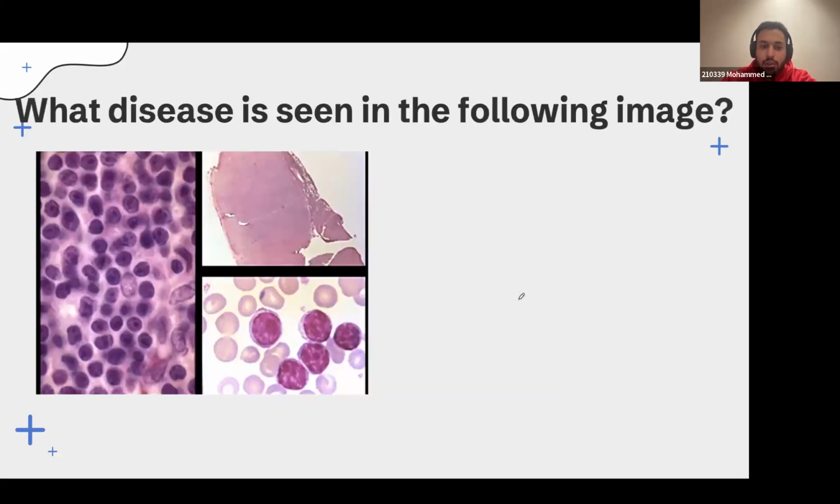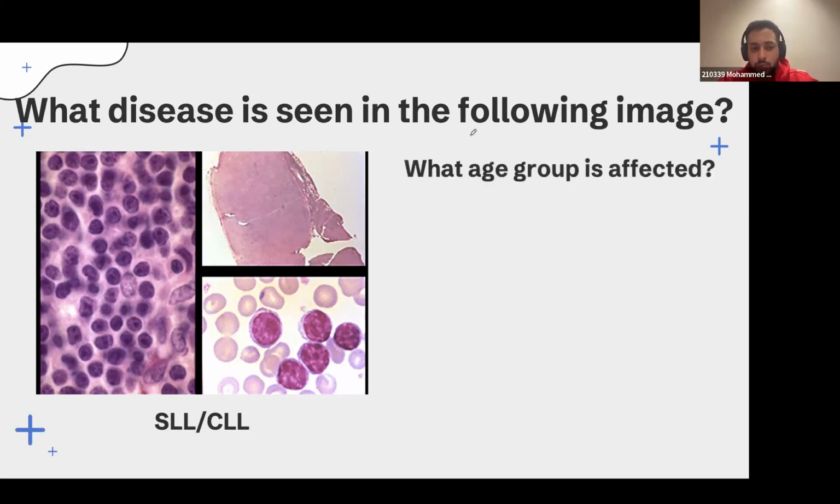Now, can you tell me what disease is this? Good. SLL. What's another name? CLL. Okay. Perfect. Small lymphocytic lymphoma or chronic lymphocytic leukemia. Leukemia if it's blood, lymphoma if it's lymphoma. Okay. And they're small cells. Now, what age group is most likely affected in this disease? Perfect. Elderly above the age of 60.